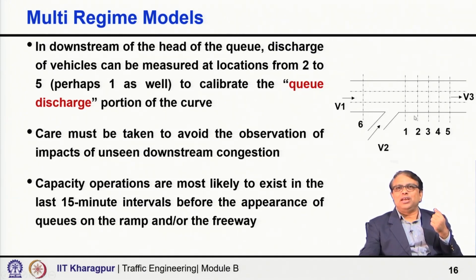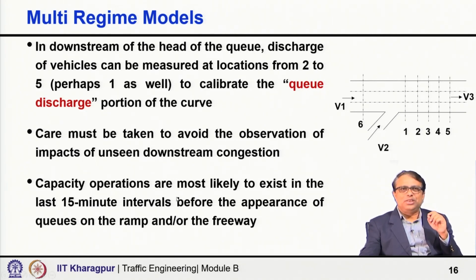So, it could be any point 2 to 5 and perhaps 1 as well. Now, altogether we must keep in mind that we need to take precautions to avoid the observation of impacts of unseen downstream congestion. If there is something going wrong further downstream, that effect also may come. So, we must be careful about that when we are collecting the data.